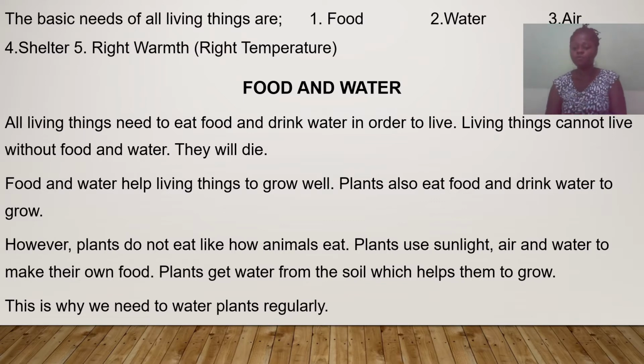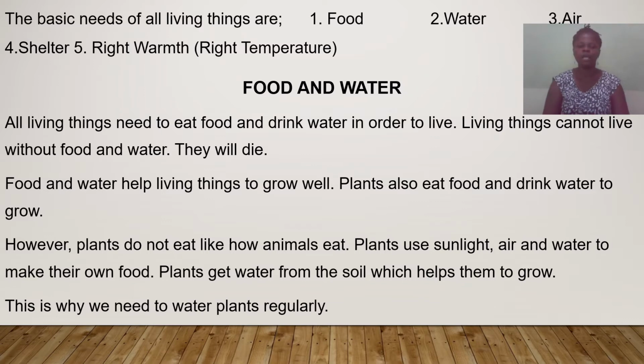Plants also eat food and drink water to grow well. However, plants do not eat like how animals eat. Human beings can go to the market, buy foodstuff, come and cook and then eat. That is not how plants eat. Plants produce their own food. And how do they do that? They use sunlight, air and water to make their own food.